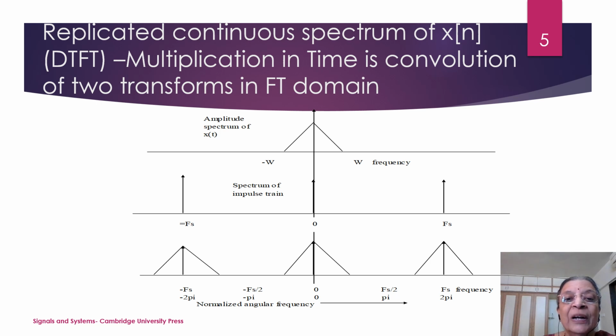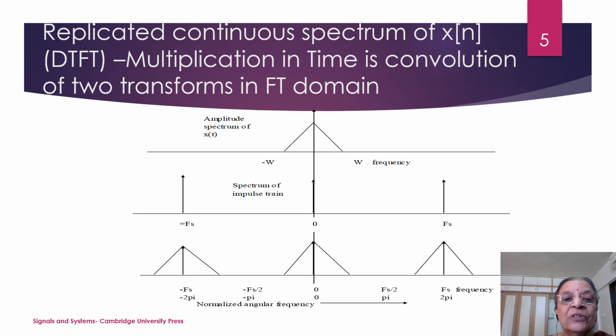Now what is the spectrum of the impulse train? It is again a train of impulses, but it will have the spacing between the two samples as fs. In the earlier case for the time domain signal, it was 1 upon fs. Now it will be fs here. And when these two signals convolve, what will happen is the corresponding triangular shaped waveform will be replicated at each position of this particular impulse in the spectrum.